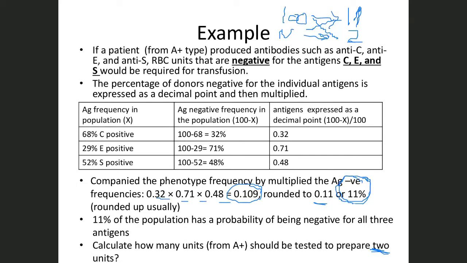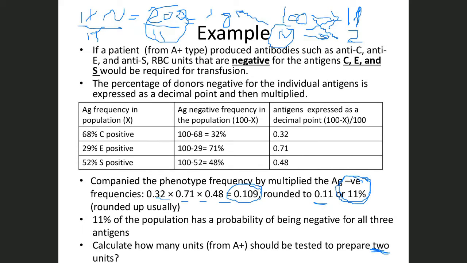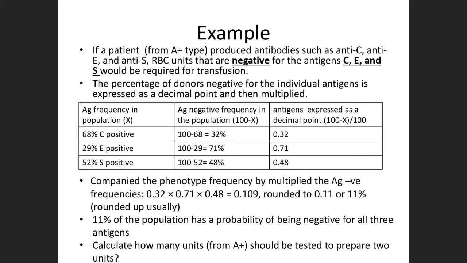So 11N is equal to 200. Does everyone understand where the 200 came from? Yes, clear. Now I divide by 11 because I want N alone. The result is equal to 18. So N is 18, so I need 18. So I expect that if I match 18 units from A type, I will find 2 of them compatible. You understand it?